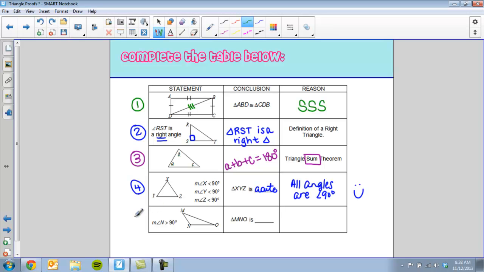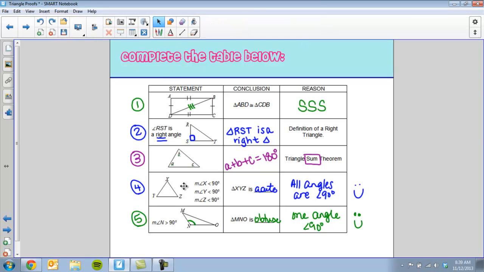The last one, number 5, tells you that you have one angle. This particular angle is greater than 90. One angle is greater than 90 degrees, so it must be obtuse. And again, ugly handwriting. Yay, smile, makes it all better. Alright, so that is it. That is it for today.